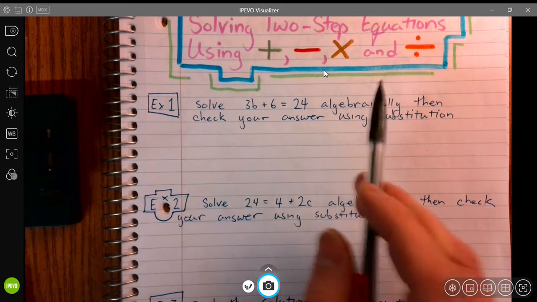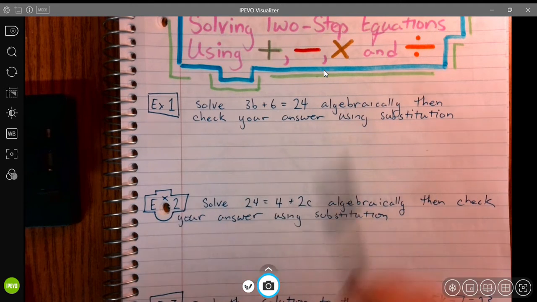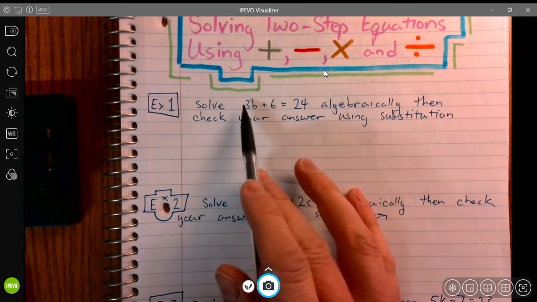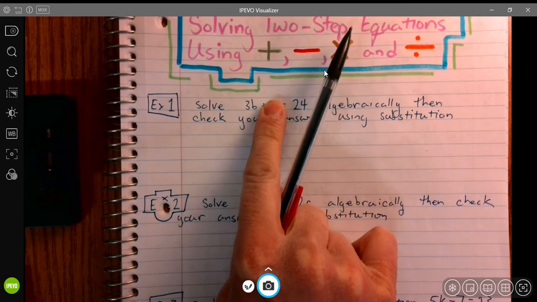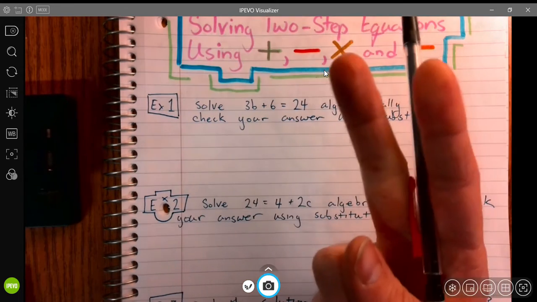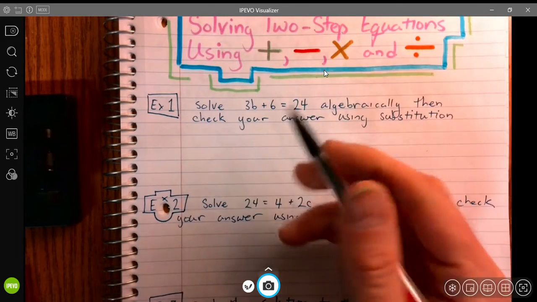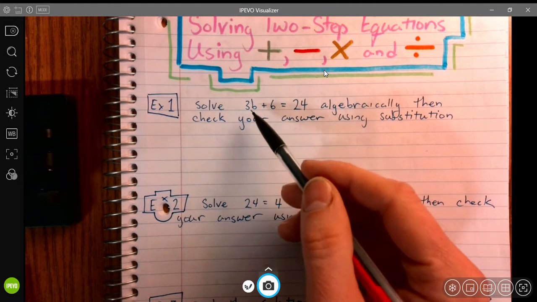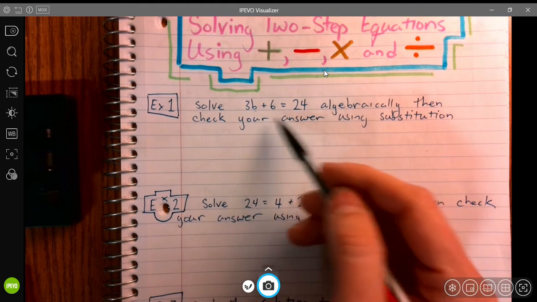Okay. So let's take a look at this first one. Solve 3b plus 6 equals 24 algebraically, then check your answer using substitution. So notice before, in previous ones, we might just have 3b equals 24, and we had to divide both sides by 3, and we get b equals 8. But now we got that plus 6, making it a two-step equation, okay? So our goal is still the same. We're still trying to isolate this variable, in this case b, in order to find that variable's value in the given problem.